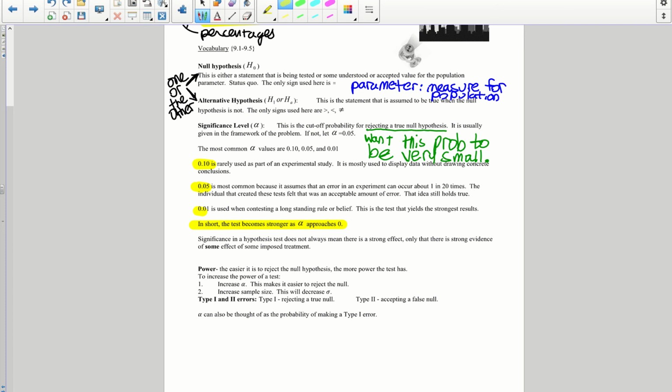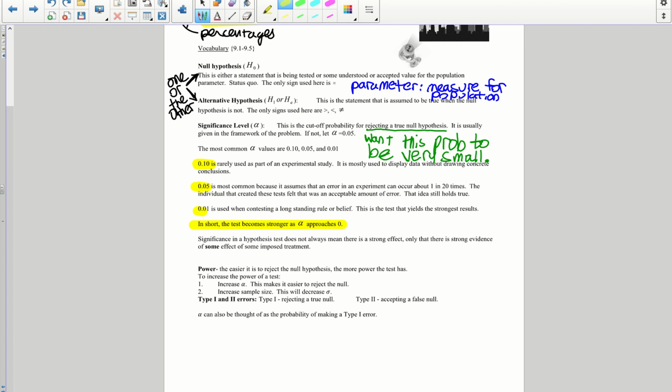If that probability is very, very small, then we're going to say that the null hypothesis is not true. We call that a rejection of the null hypothesis. And once we decide we're rejecting the null hypothesis, it means that the alternative hypothesis must be true. So really, it's just a matter of figuring out what the number is.